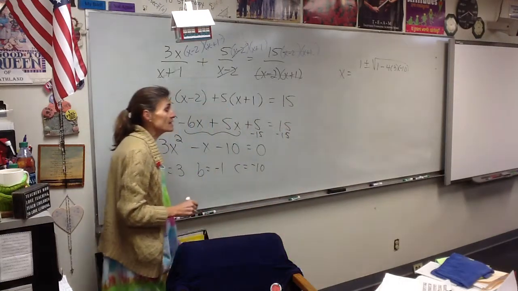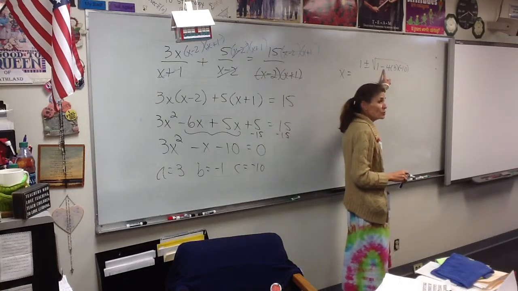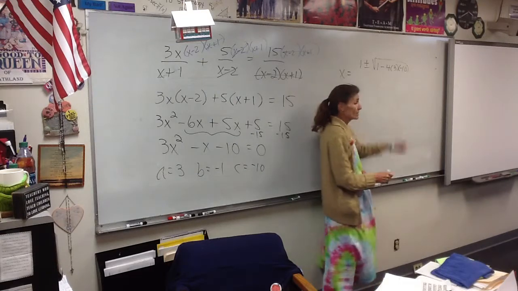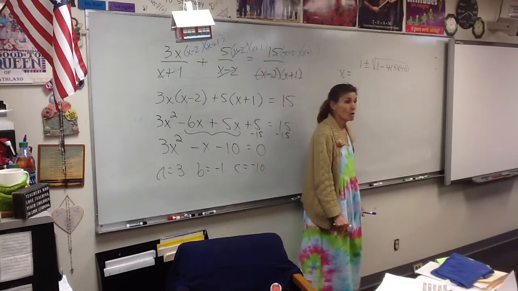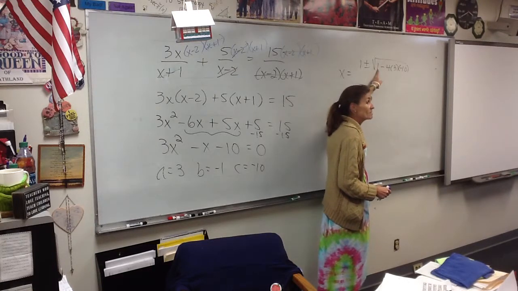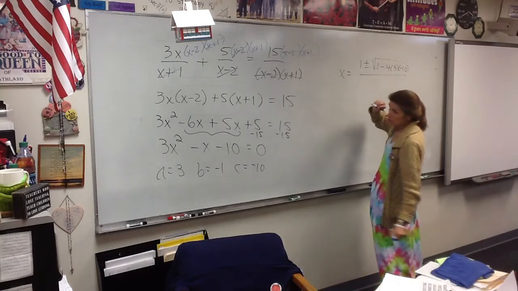Now I think it's time that we stop messing this up. When you square negative 1, b squared, when you square negative 1, it is positive. This is always going to be positive because it's b squared. All over 2a.